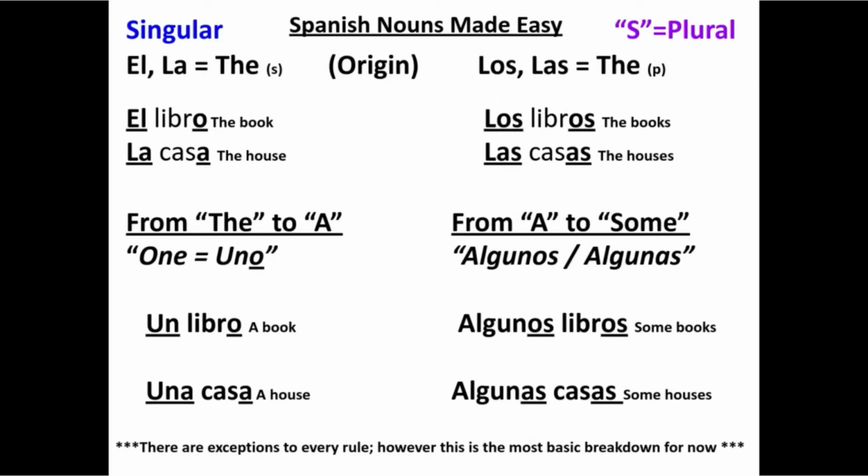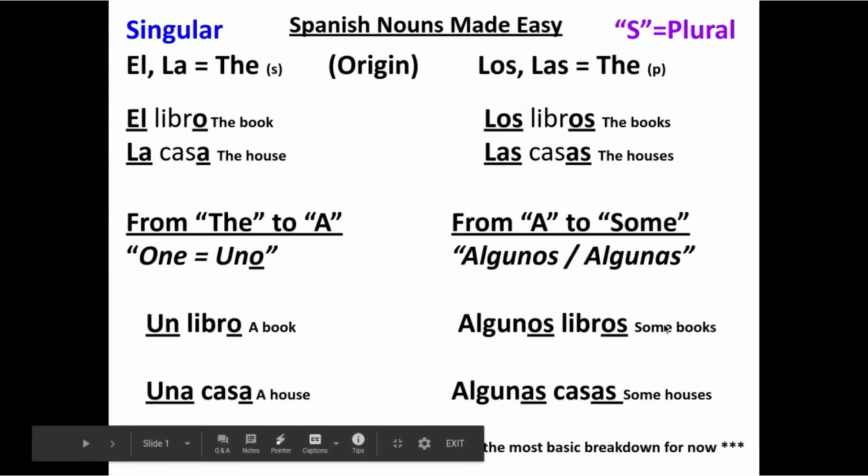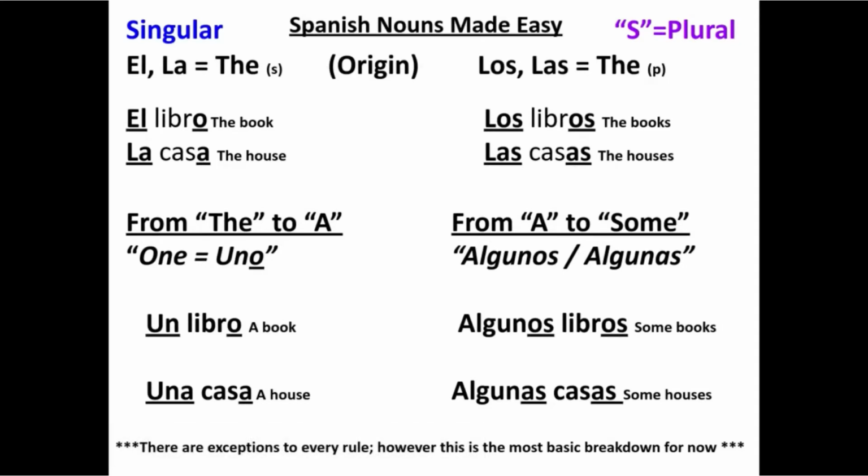You want to go plural? A few houses, some books. Some becomes algunos or algunas, depending upon los or las. Algunos libros would be some books. Algunas casas would be some houses. So you can apply this across the board with nouns in their most basic form.